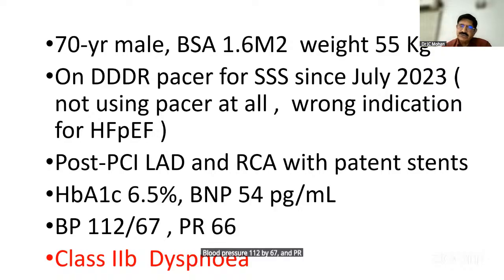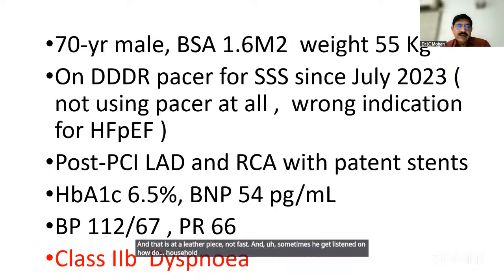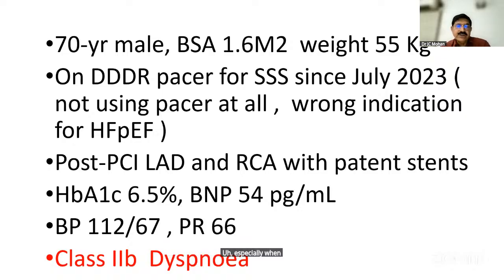But he has class 2B dyspnea. He's significantly dyspneic. He walks about 100 yards and gets dyspneic, and that is at a leisure pace, not fast. And sometimes he gets dyspneic on household chores also, especially when they involve going up a flight of stairs.